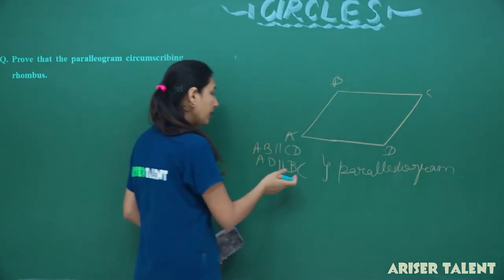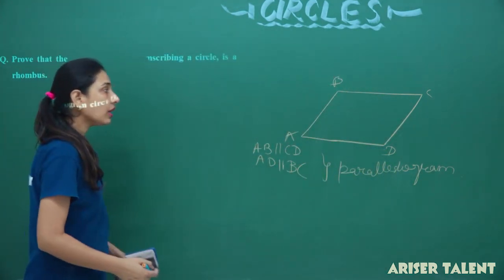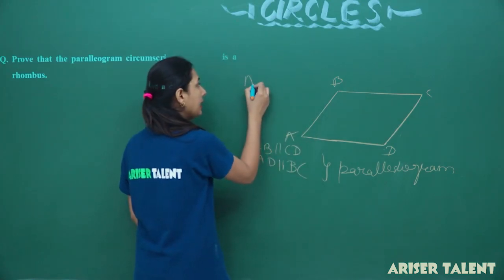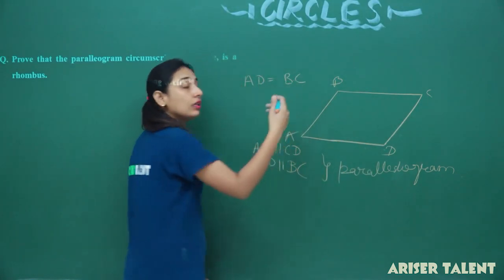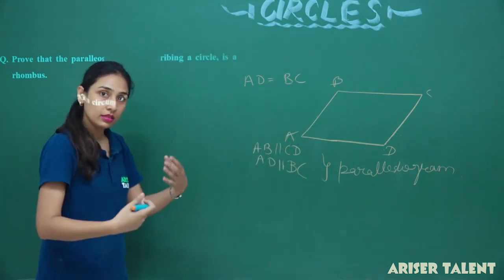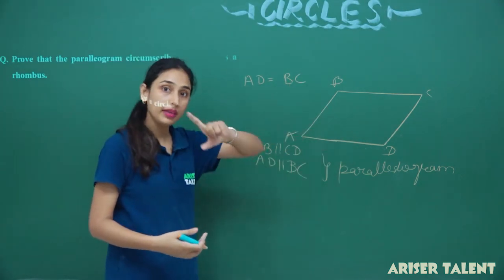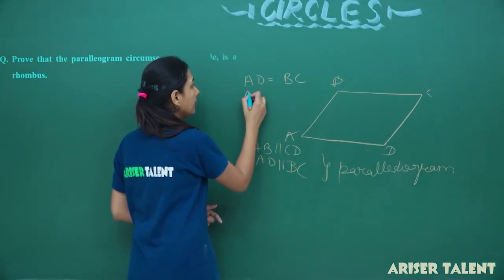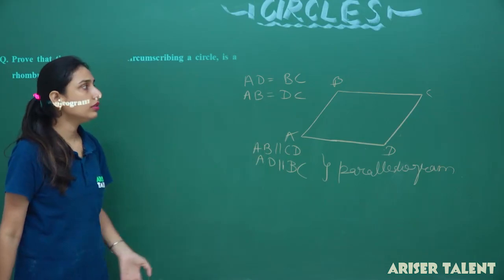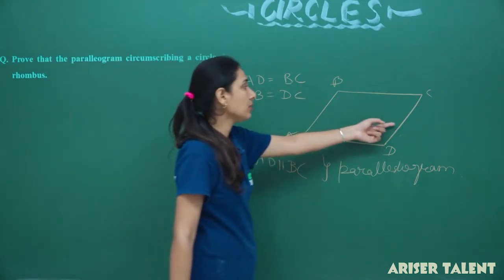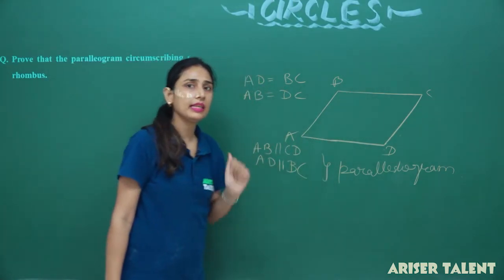Okay. Now, if you are dealing with the parallelogram, you will be having AD equal to BC. The opposite sides are basically equal. Okay. And AB equals CD, or called DC. So, these two sides and these two sides are basically equal.